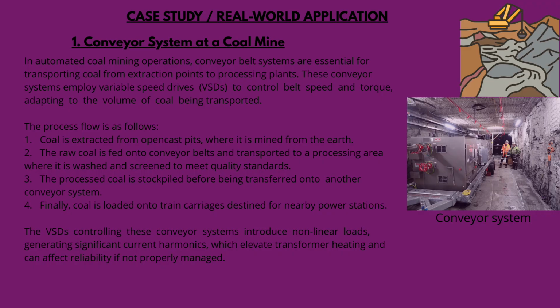Okay, now for case study, real-world application. First, conveyor system at a coal mine. In automated coal mining operation, conveyor belt systems are essential for transporting coal from extraction point to processing plants. The process flow is as follows. Coal is extracted from open cast pits where it is mined from the earth.